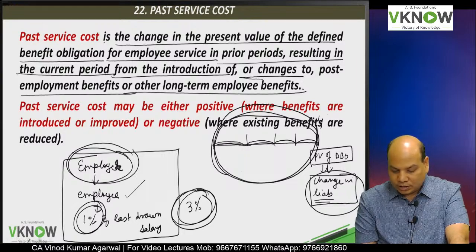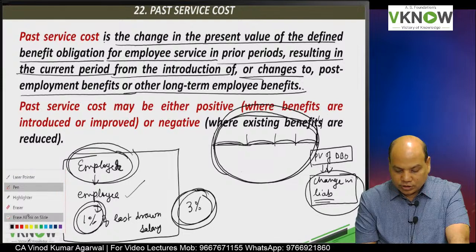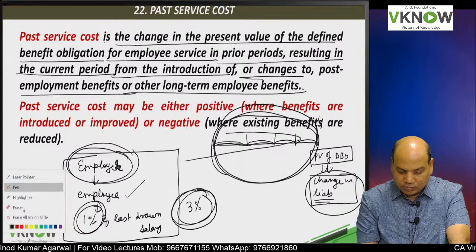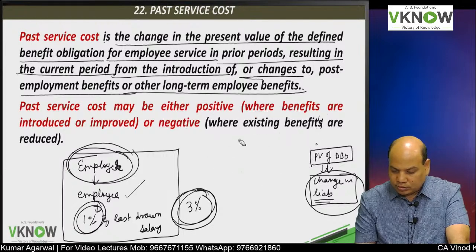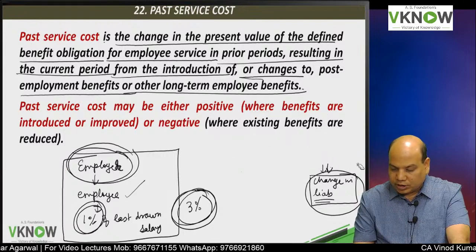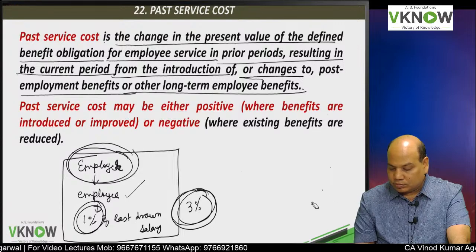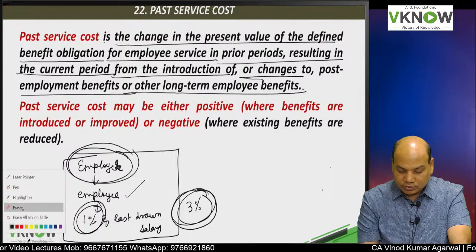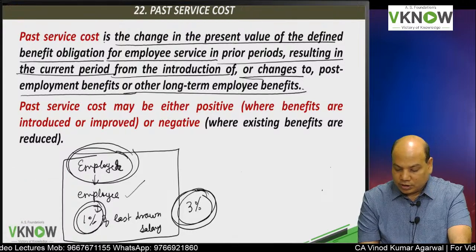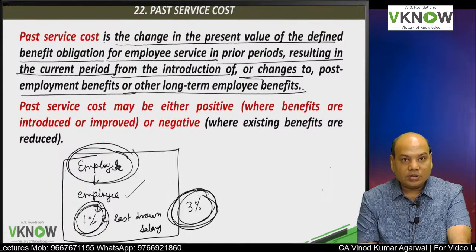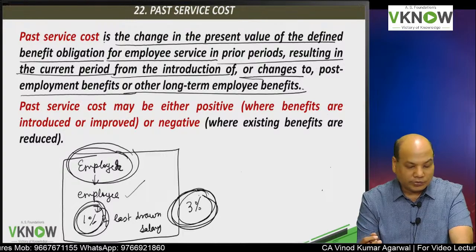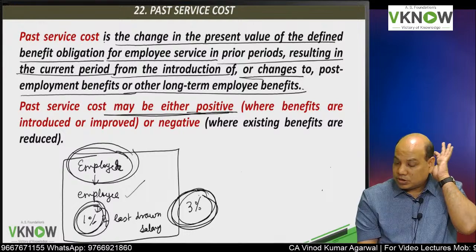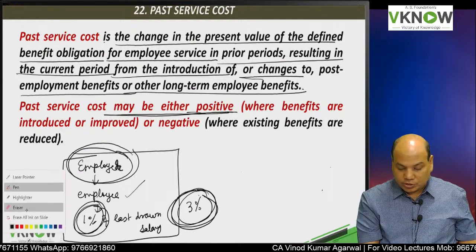Now they have written one line: past service cost can be positive, or past service cost can be negative also. Oh my God, the liability can increase, and the liability can decrease also. In the example on the screen, from 1% to 3%, the liability will increase, so it will be positive. But the reverse possibility also exists.